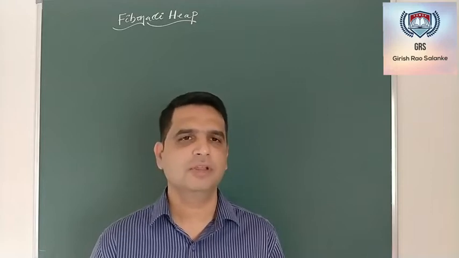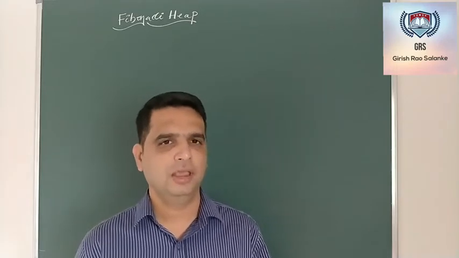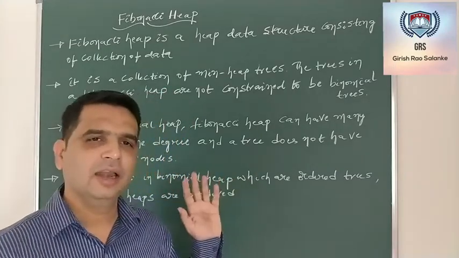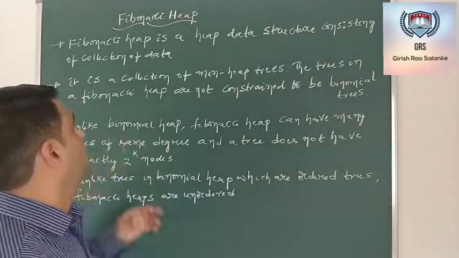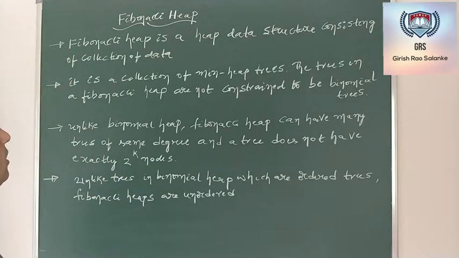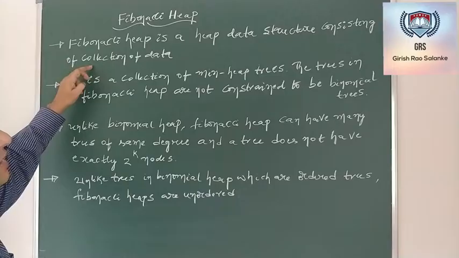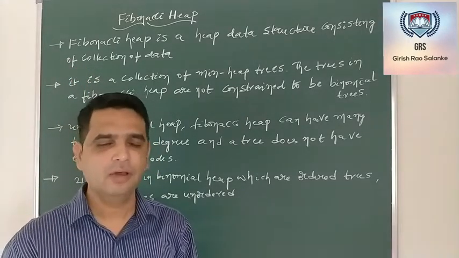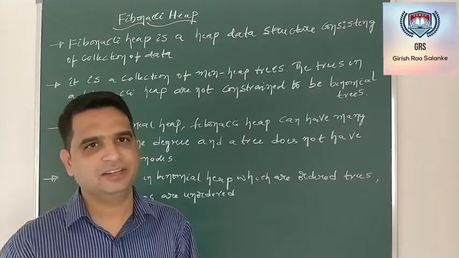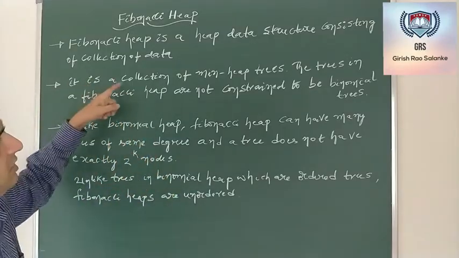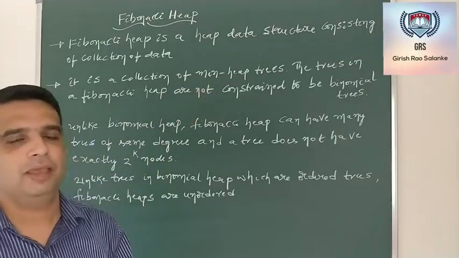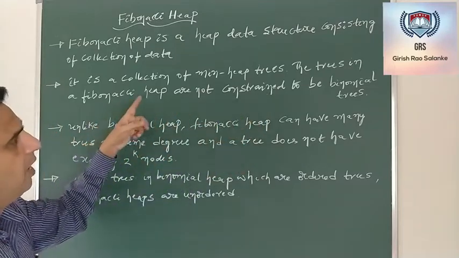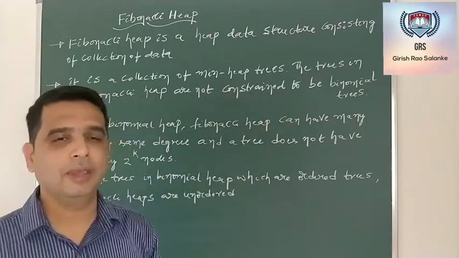Now first we'll start with what we mean by a Fibonacci heap. Note that the definition is related to the binomial heap. The first point is that a Fibonacci heap is a heap data structure consisting of a collection of trees. Even a binomial heap was a collection of heap data structures, in the sense that it is a collection of min heap trees. The trees in a Fibonacci heap are not constrained to be binomial trees.